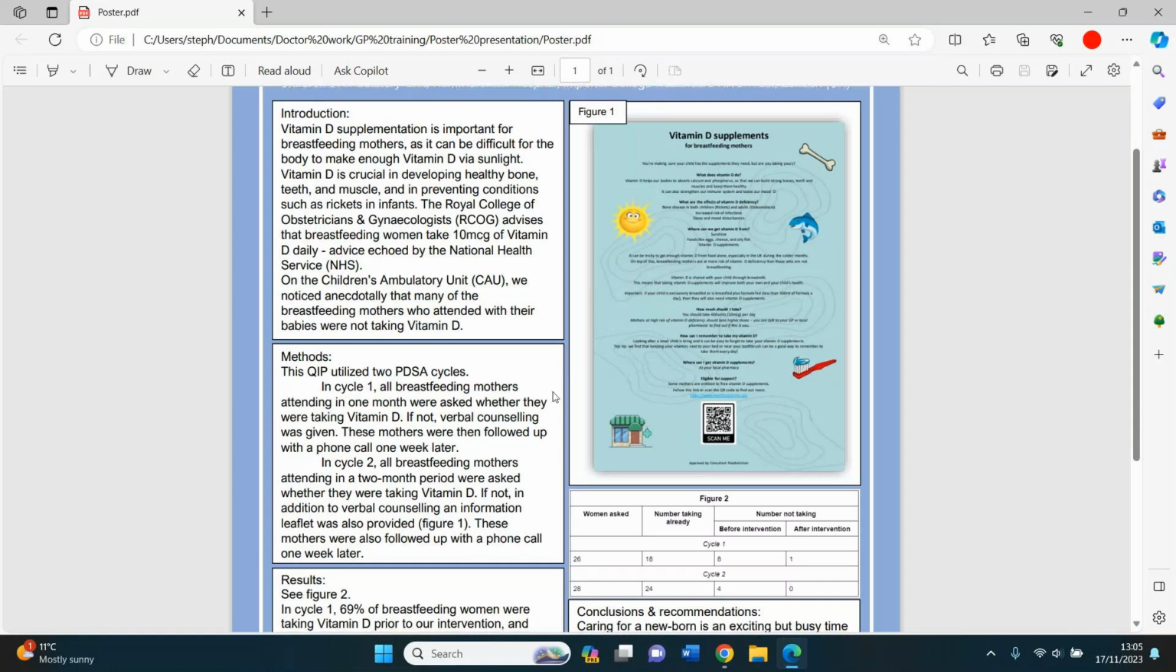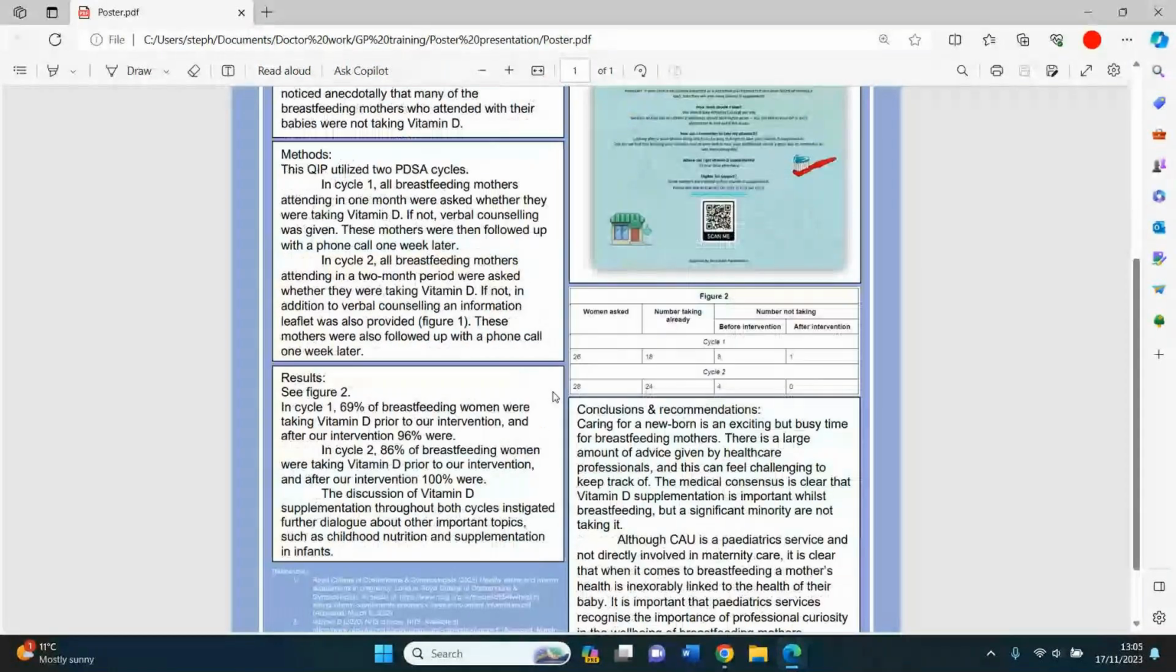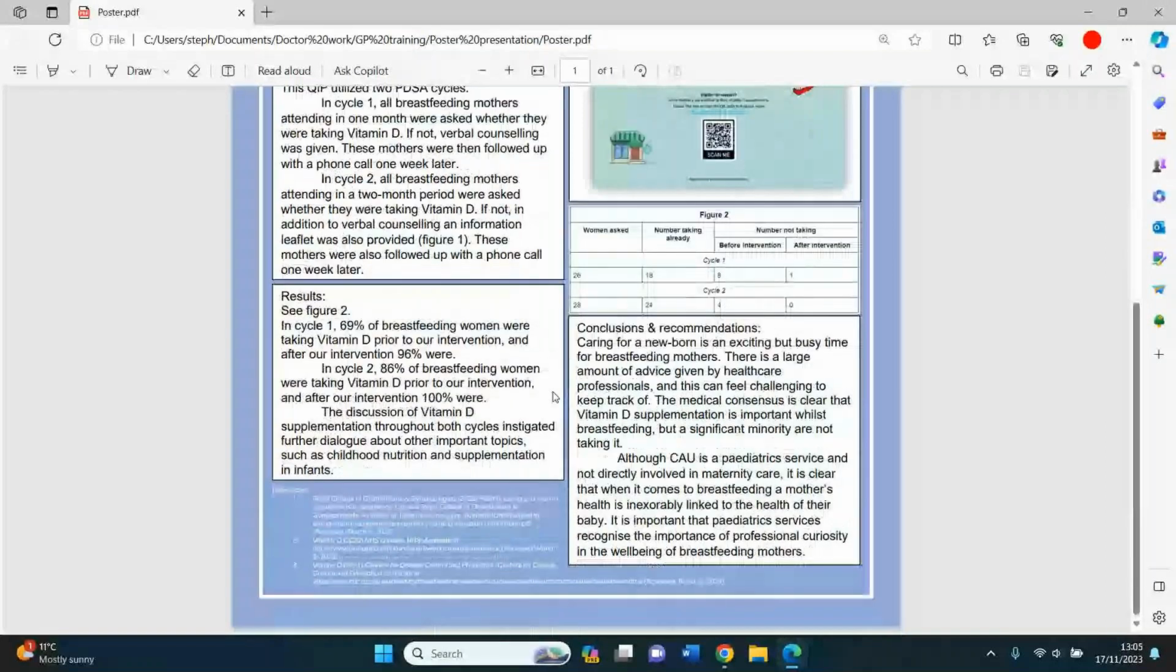But yes, we were pleased that we were at 100% after our intervention in cycle 2, and we'll take on that third cycle. So in terms of our conclusions and recommendations, obviously the medical consensus is clear that vitamin D supplementation is important whilst breastfeeding, but a significant minority of women who are breastfeeding are not taking it.